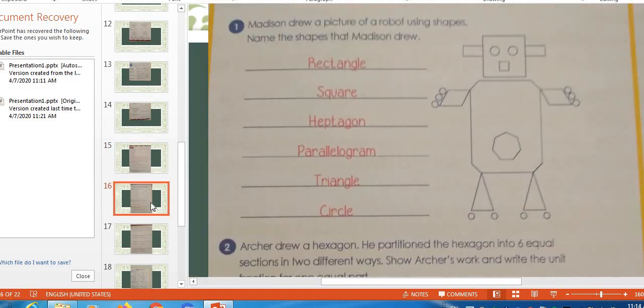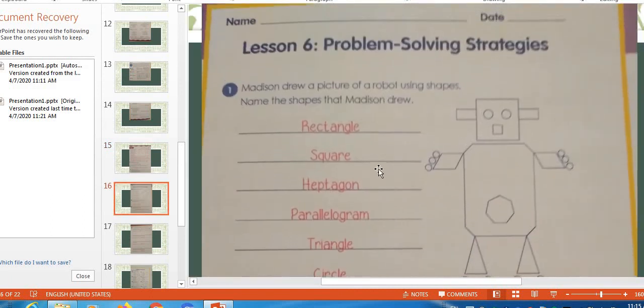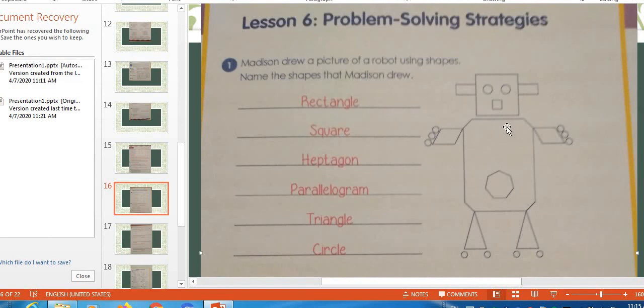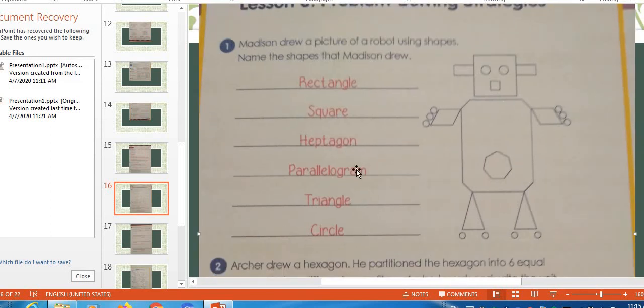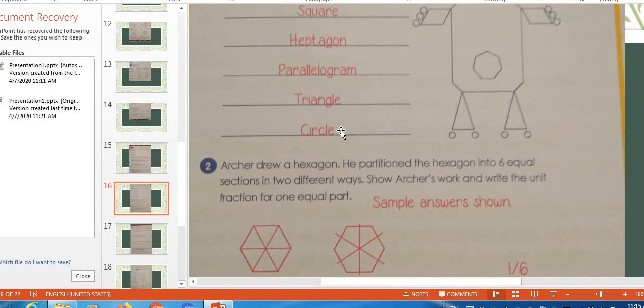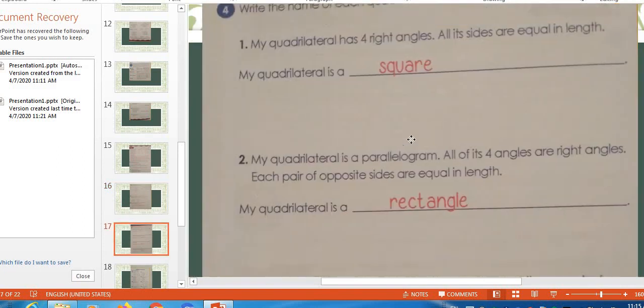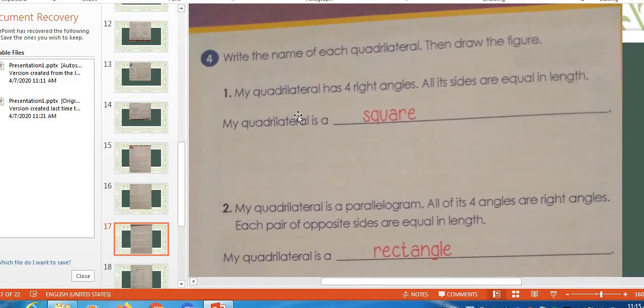Okay, moving to the practice book. Madison drew a picture of a robot using shapes. Name the shapes that Madison drew. I have a rectangle, square, heptagon, 7 sides, parallelogram, triangle, and circle. All these shapes are here in the robot. After this I have this one also in your practice book if you have it at home.